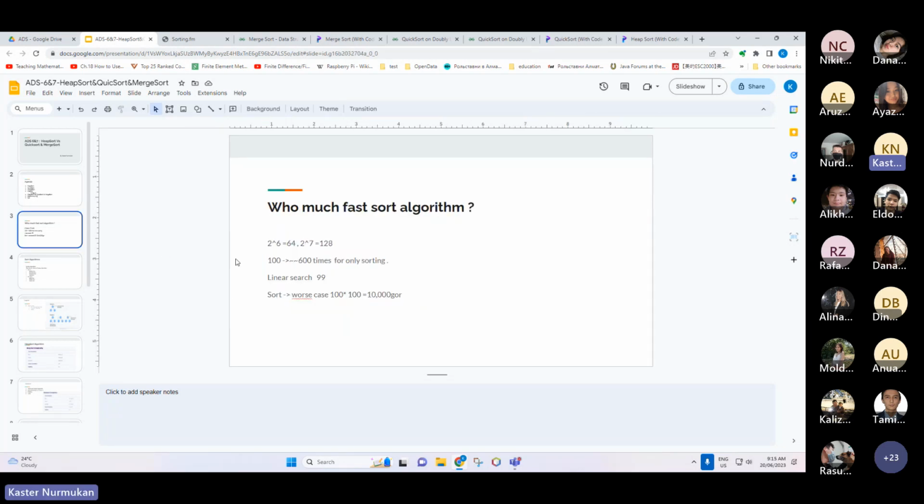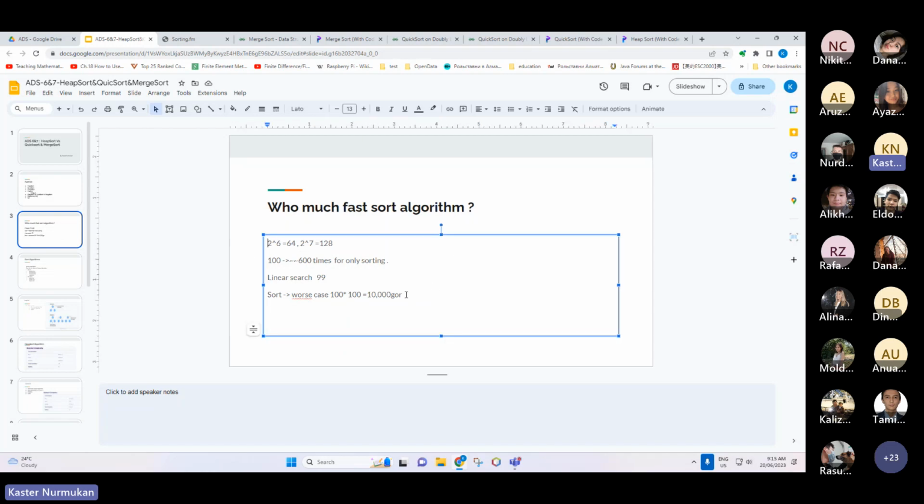So what it means is, for example, let's say 10 elements. Then what will be the result? 10 elements sorted, whichever of the three algorithms, 10 multiplied by log to base 2 of 10, right? What do you get? Can you tell me what you get?